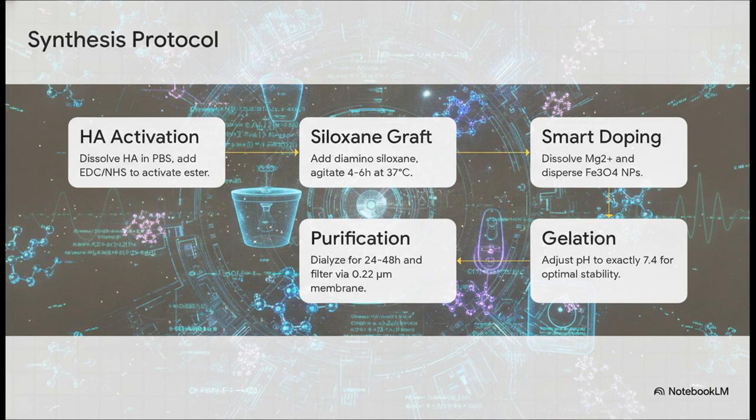Step 1. Activate the hyaluronic acid using EDC and NHS in a sterile PBS buffer. Step 2, siloxane grafting, which requires 4 to 6 hours of agitation at exactly 37 degrees Celsius. Step 3 is smart doping via controlled sonication. Step 4, adjust the pH to exactly 7.4 for gelation. And finally, Step 5, purify the matrix with a 24 to 48-hour dialysis and a 0.22 micrometer sterile filtration.